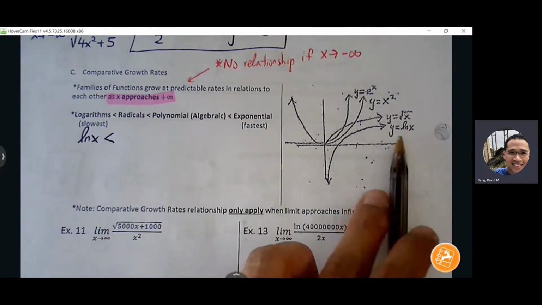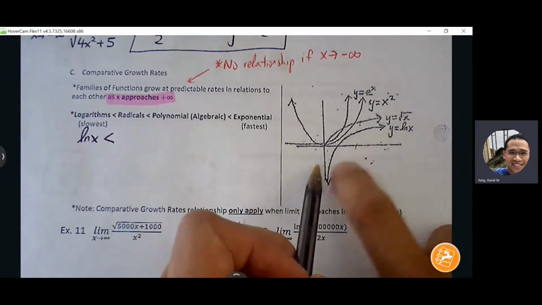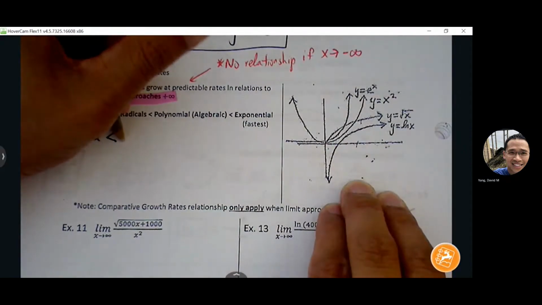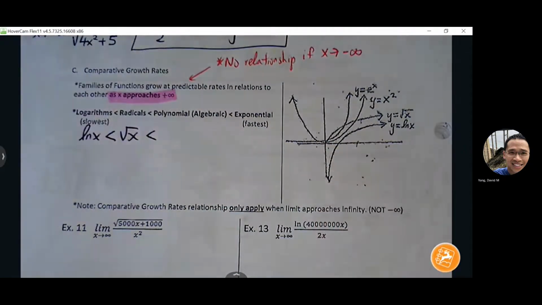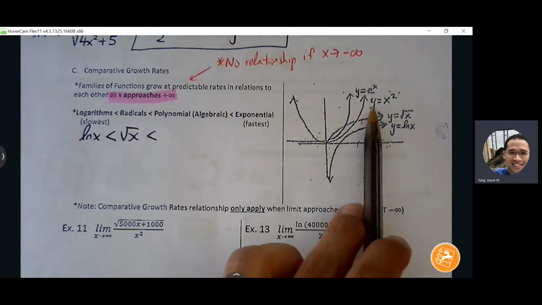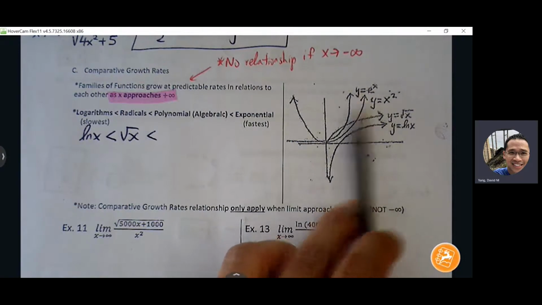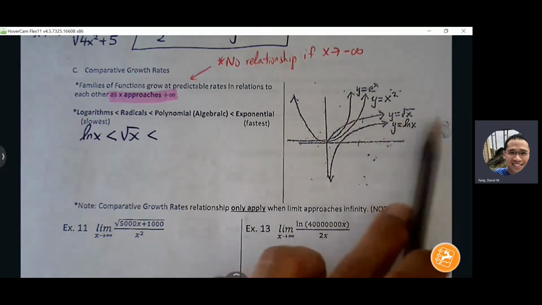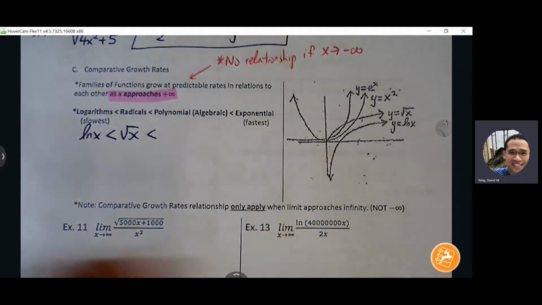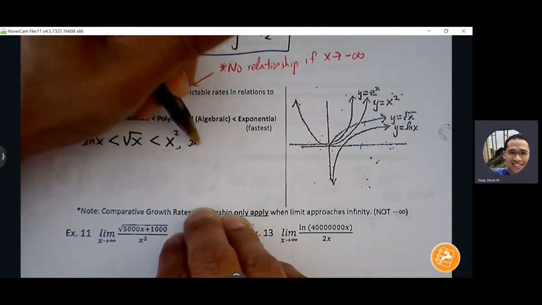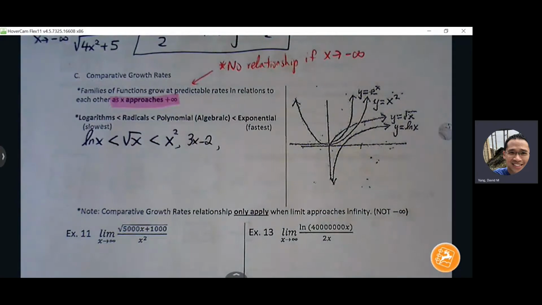Followed by radicals. The radicals have a similar shape to natural log, but rise at a faster rate. Polynomial or algebraic, anything that is greater than degree 1, we can see is growing at a much faster rate. So it's able to reach a higher y value without waiting as long as natural log or square root of x. An example could be x squared, also could be like 3x minus 2. Anything that's algebraic is in that category.